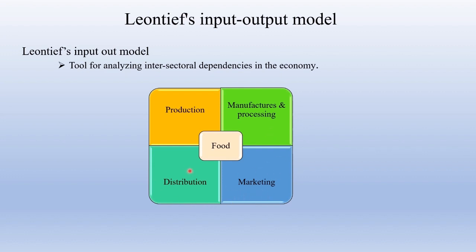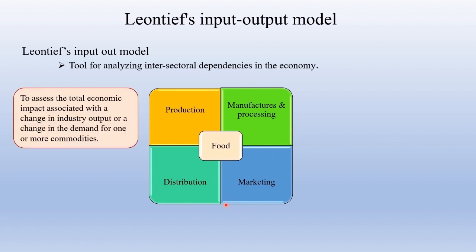Not only consumer, food is distributed to all these sectors, which we have discussed above, and also by itself, as they also depend on food. So, in all these industries, the outputs are used by other industries and also by itself. Leontief's model is used to assess the total economic impact associated with a change in industry output or a change in the demand for one or more commodities.